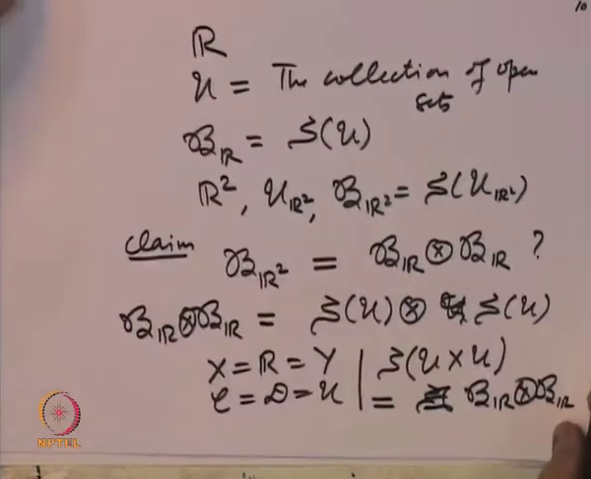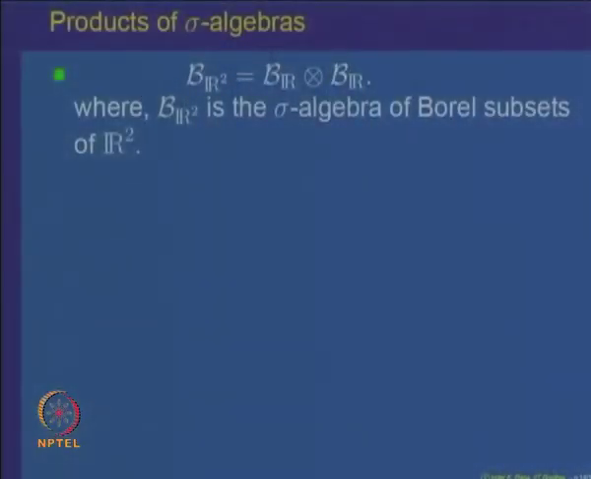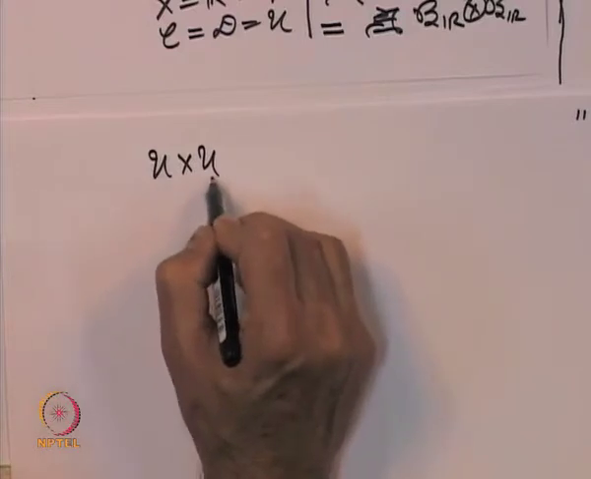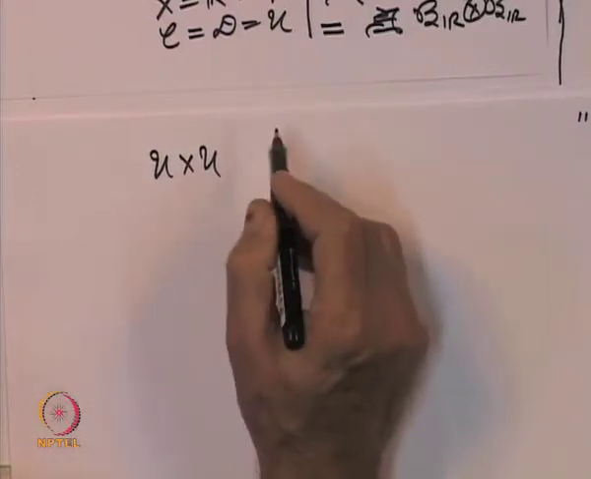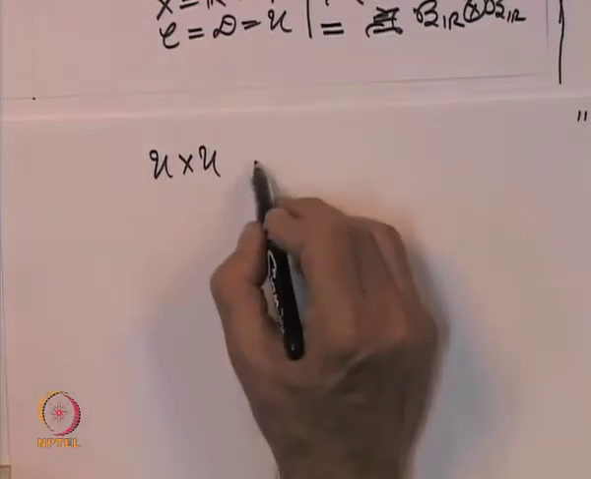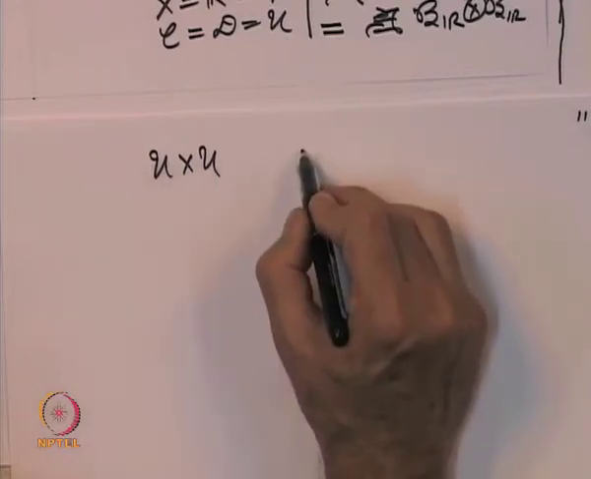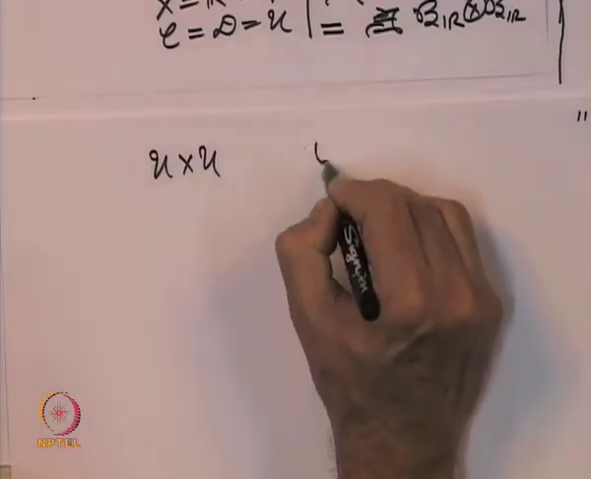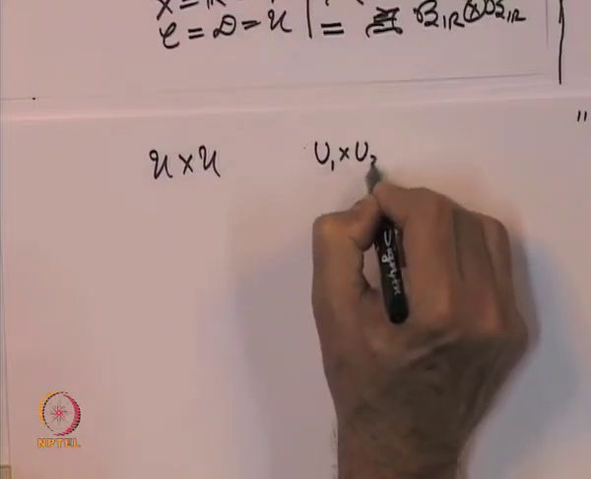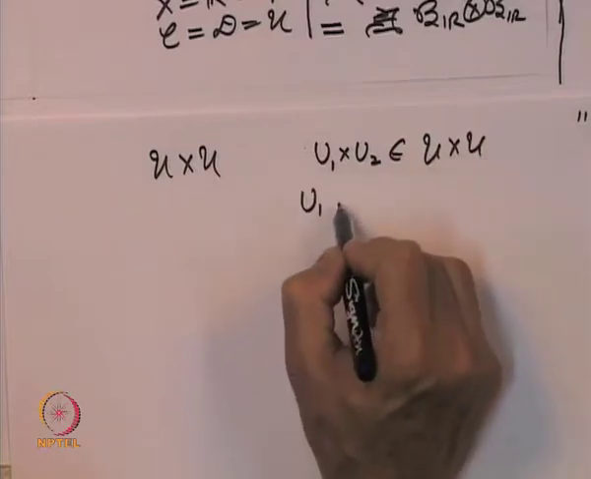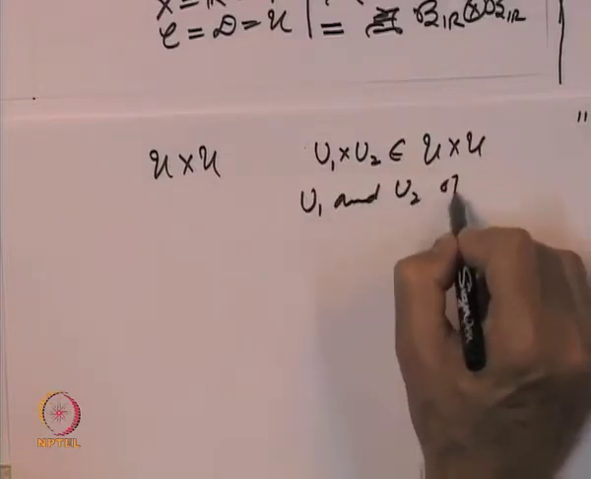That is from our previous theorem, but what we want to observe here is the following. If you look at the sets of the type U cross U, what are these sets? They are sets of the type an open set U1 cross an open set U2, with U1 and U2 both open.